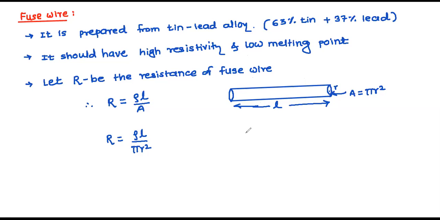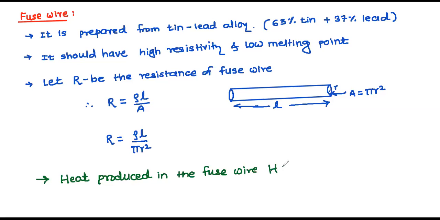Next one. Now, heat produced in the fuse wire, if I want to calculate, what will be the case here? Heat produced in the fuse wire, that is H, is equal to I square into R.